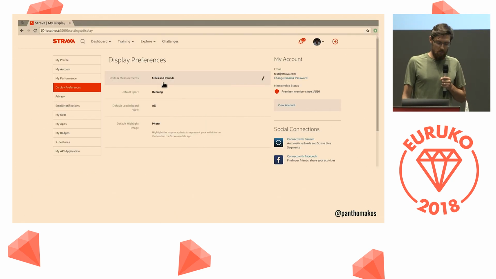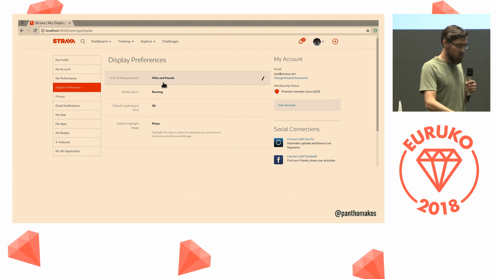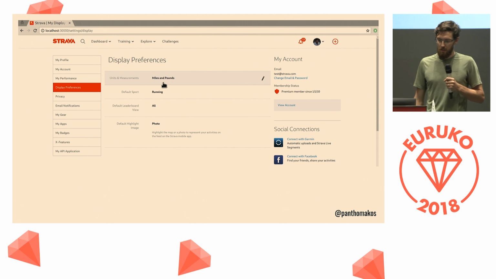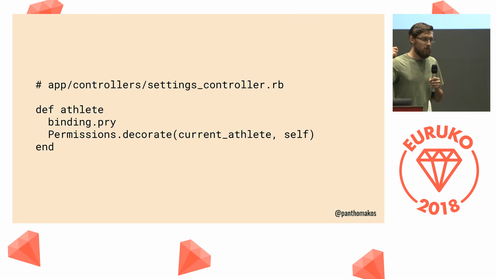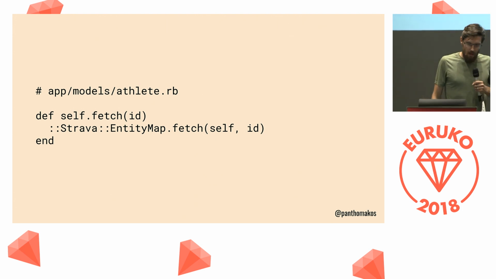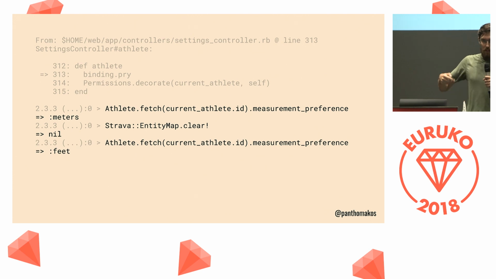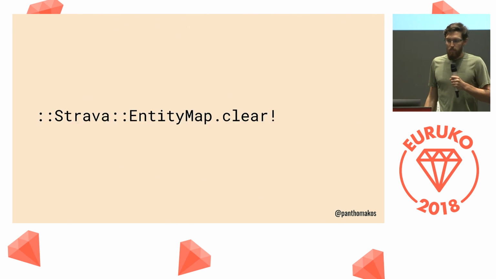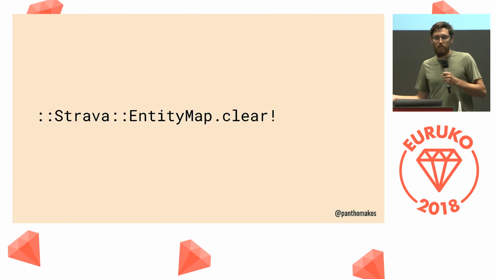Back to our bug. I have this weird display preferences thing. I have to refresh the page twice to get the correct value from the database. I have this athlete object that I have a binding.pry call in. I've narrowed down the issue to this entity map thing. And I know that the entity map clearing actually works in the console, but I don't know where the entity map clearing happens in my web request.